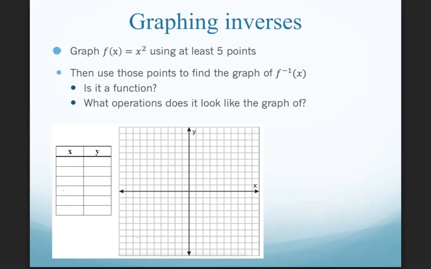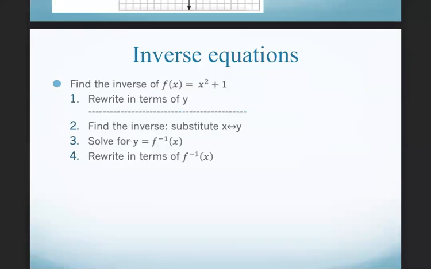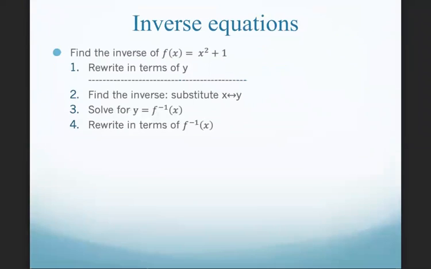So let's take a look now at finding the inverse equation. I alluded to this on the last slide. If I want to find the inverse of f of x equals x squared plus 1, what we first need to do is rewrite it. I'm just going to copy it first, x squared plus 1. We need to rewrite this in terms of y, because right now we don't have a y, we have it as f of x, two names for the same thing. So I'm going to write this as y equals x squared plus 1.